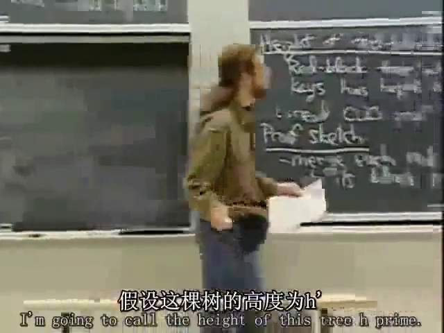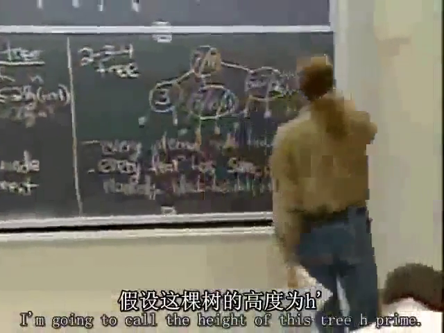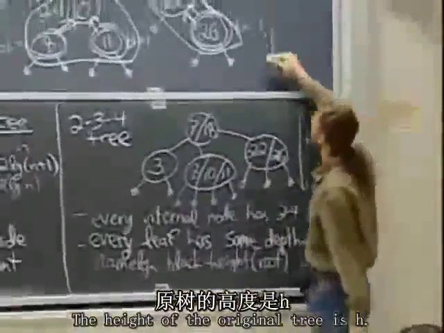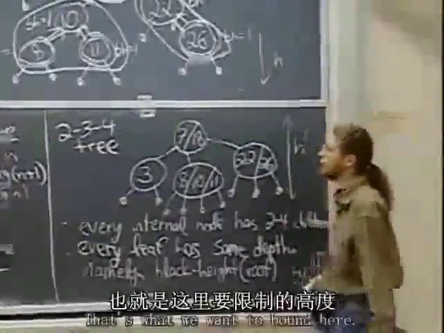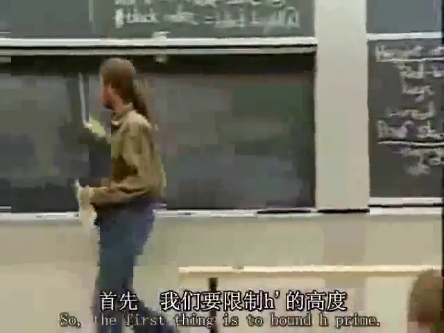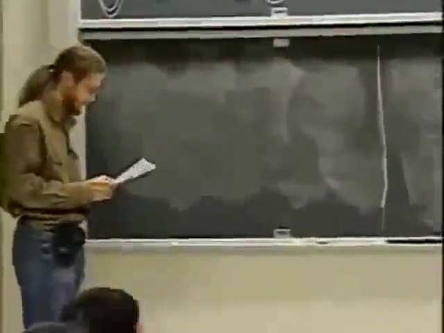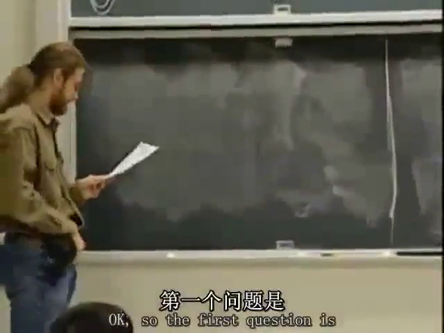I'm going to call the height of this tree h prime. The height of the original tree is h. That's what we want to bound here. So the first thing is to bound h prime, and then we want to relate h and h prime.